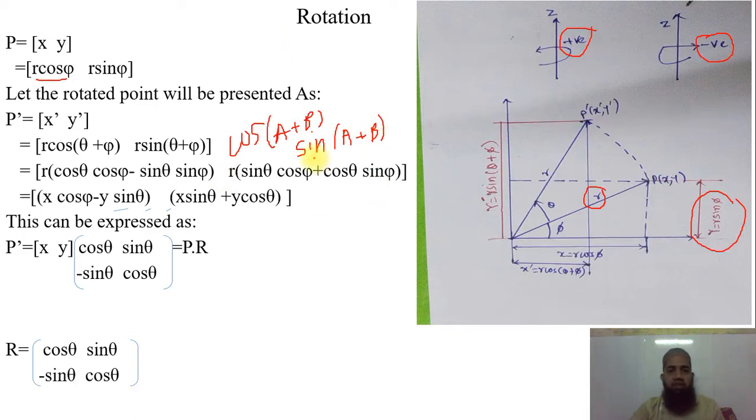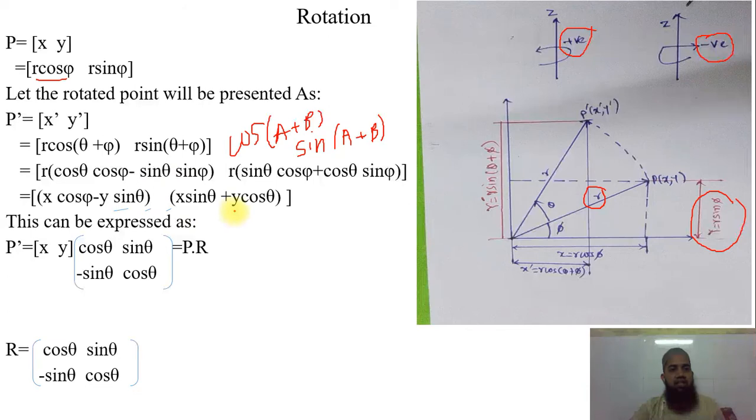So what is cos a plus b? Cos a plus b is nothing but cos a cos b minus sine a sine b. So you will find here only r will be common: r times cos theta cos phi minus sine theta sine phi. Similarly, r is common outside, and here I am applying sine of theta plus phi, or sine a plus b, which is sine a cos b plus cos a sine b. The same formula I applied here also. So this will be sine theta cos phi plus cos theta sine phi.